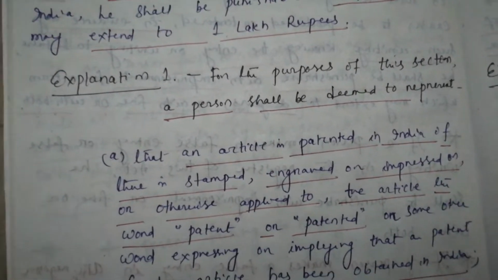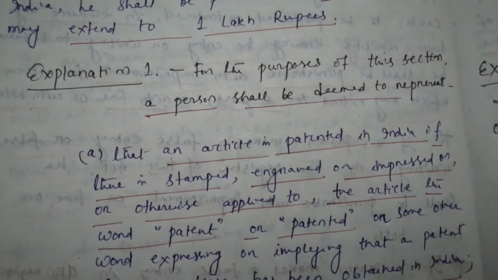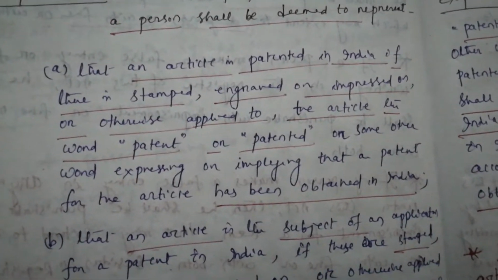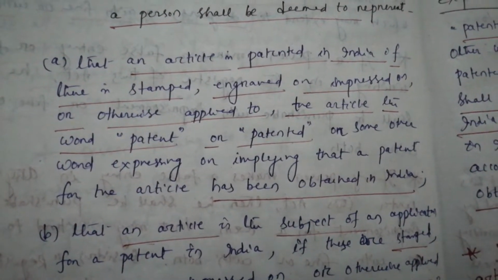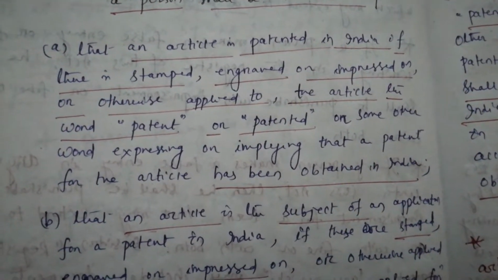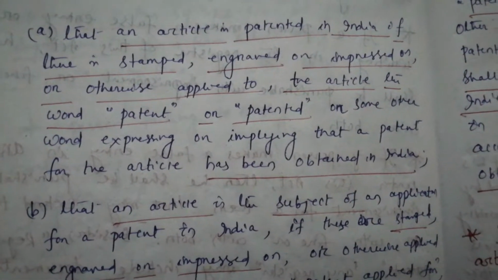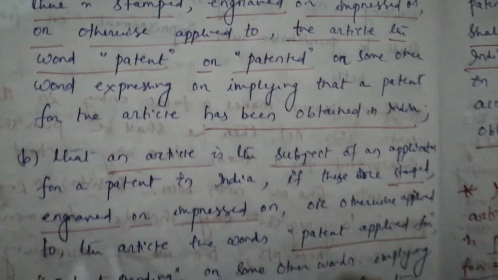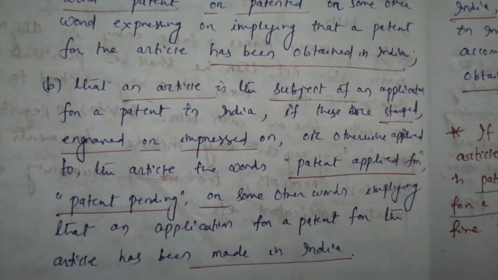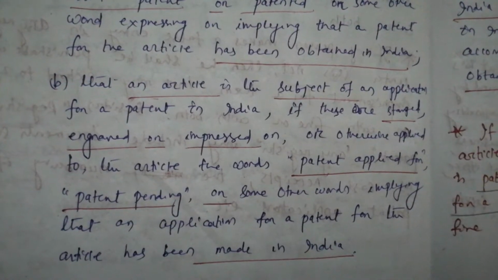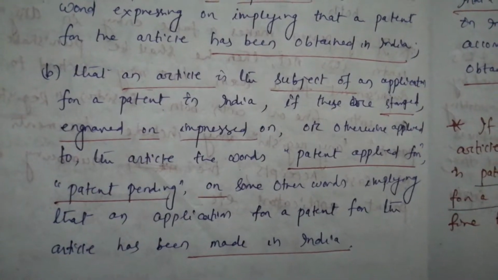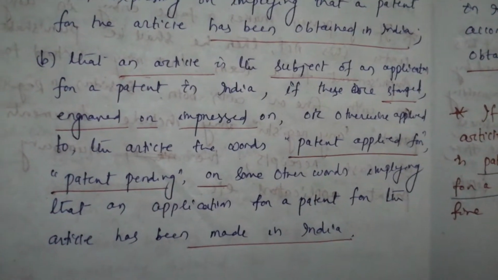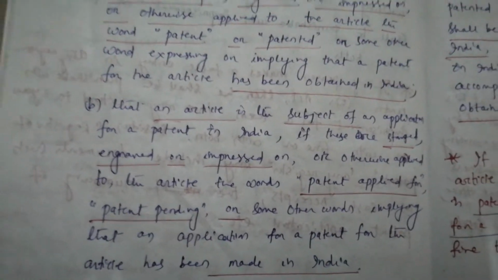Still, some explanations are also given here, so let us take a look. Explanation 1: For the purposes of this section, a person shall be deemed to represent, under clause A, that an article is patented in India if there is stamped, engraved or impressed on or otherwise applied to the article the word patent or patented or some other word expressing or implying that a patent for the article has been obtained in India. Now, clause B says that an article is the subject of an application for a patent in India if there are stamped, engraved or impressed on or otherwise applied to the article the words patent applied for, patent pending or some other words implying that an application for a patent for the article has been made in India.